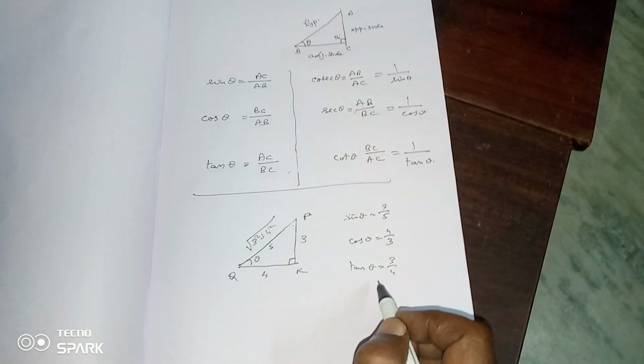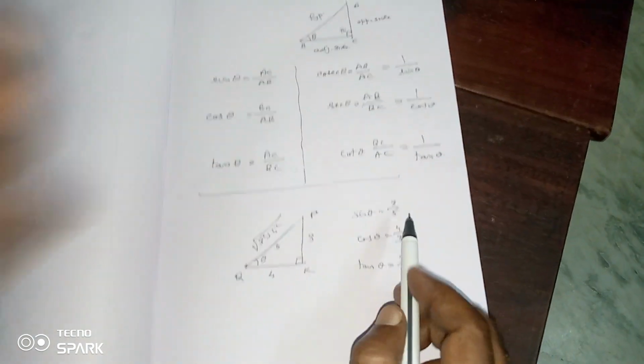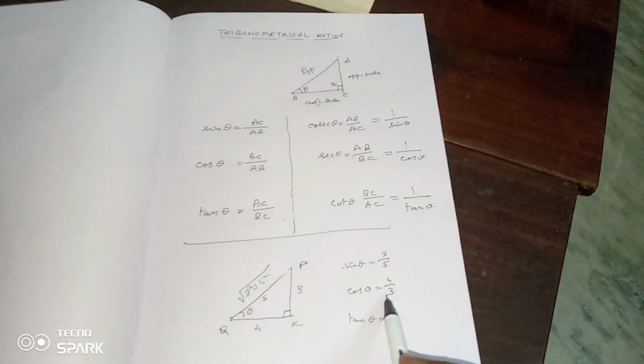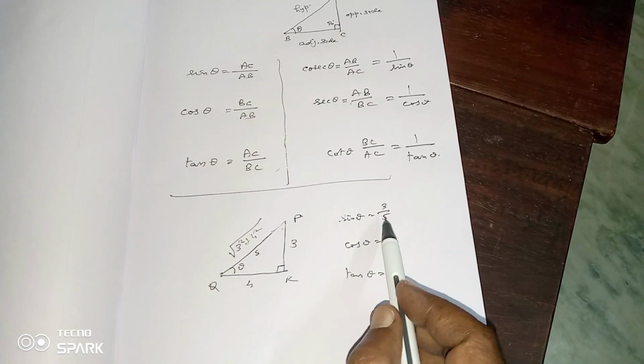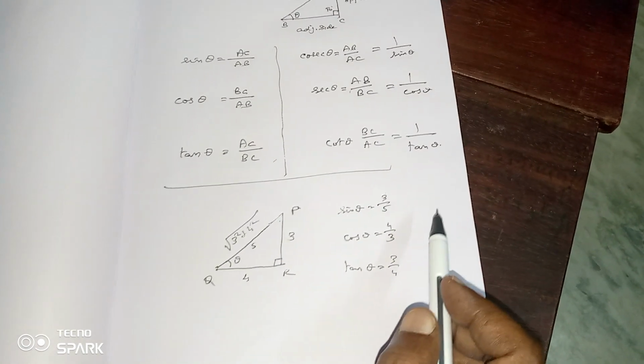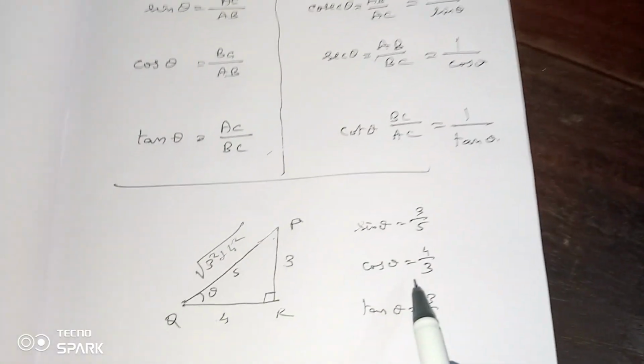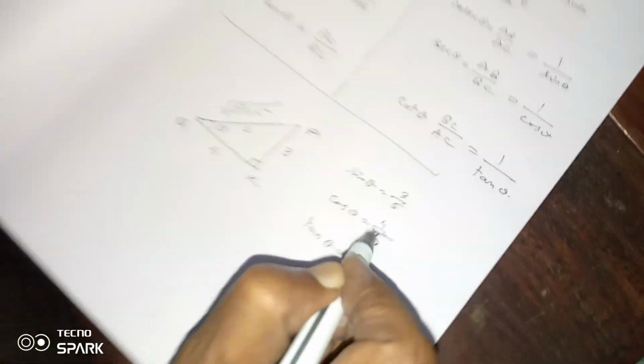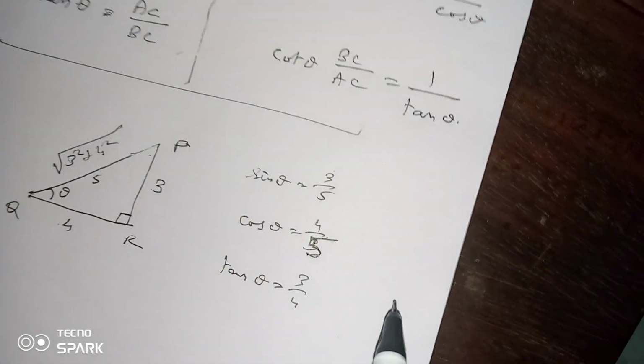Because in a right angle triangle, hypotenuse is the longest side, and that longest side is given in the denominator. Therefore, sin theta value will always be less than 1, and cos theta value will also be less than 1. So sin theta and cos theta will be less than 1 only.